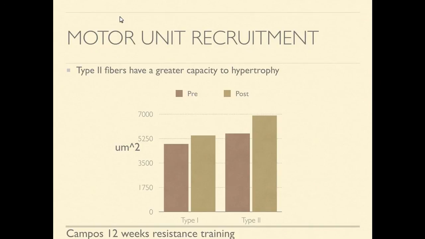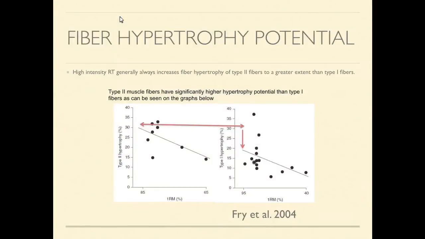Now, in the Campos study, what you notice is type 1 fibers did not hypertrophy as much as type 2 fibers. So we think type 2 fibers have greater capacity for hypertrophy. We see that here from Fry et al. When you look at type 2 fibers, you get about anywhere from 15 to 30% increases. But if you look at type 1 fibers, the size increases are much less.